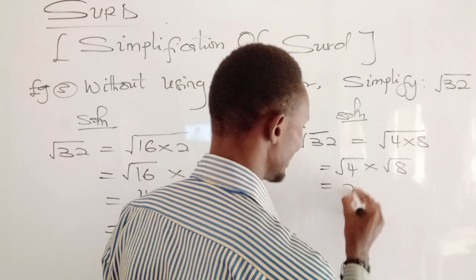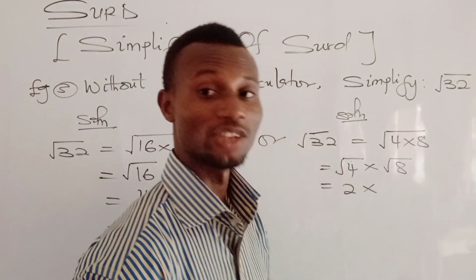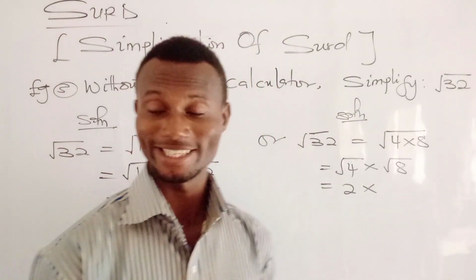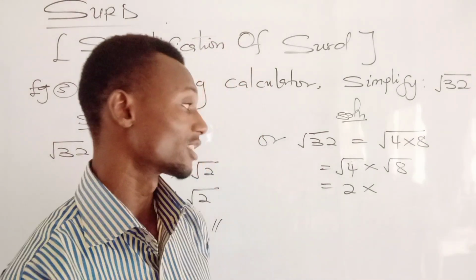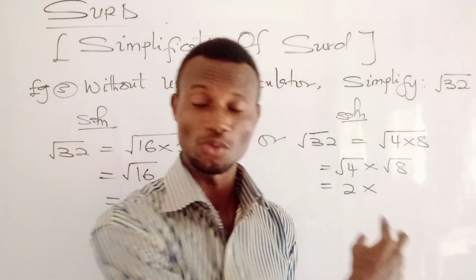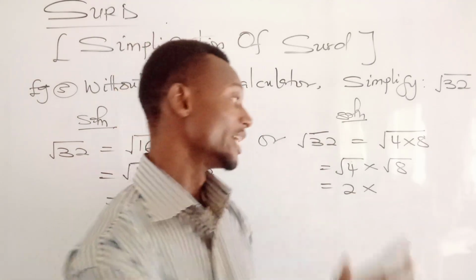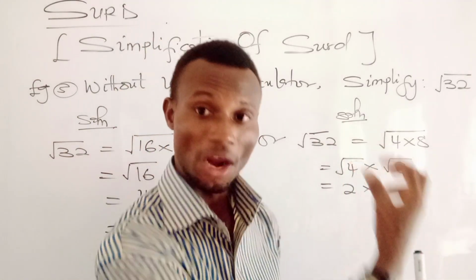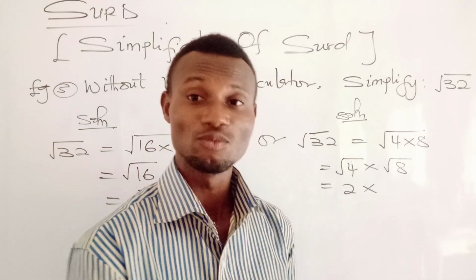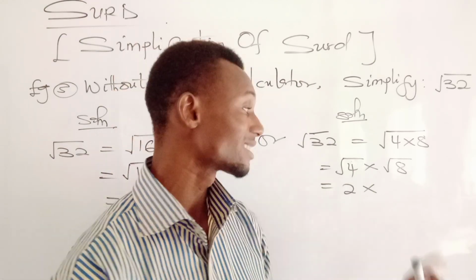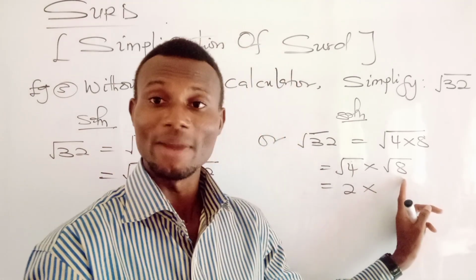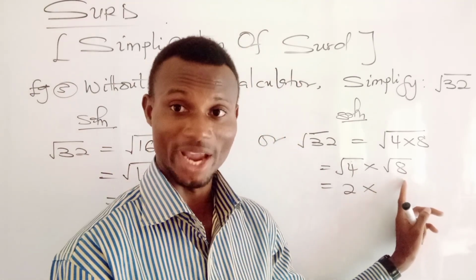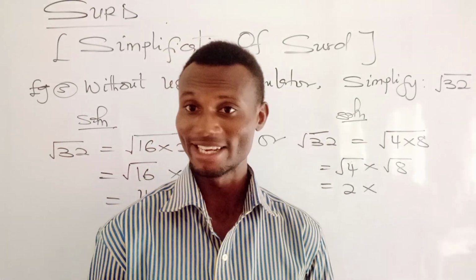So let's write our 2 there, times, now the square root of 8, we will not get a whole number as an answer for square root of 8, but we know that the square root of 8, we can break it down, we can reduce it. So now again, we look for two numbers that can multiply to give you the 8, but one of those two numbers needs to be a perfect square. I hope you understand the explanation.